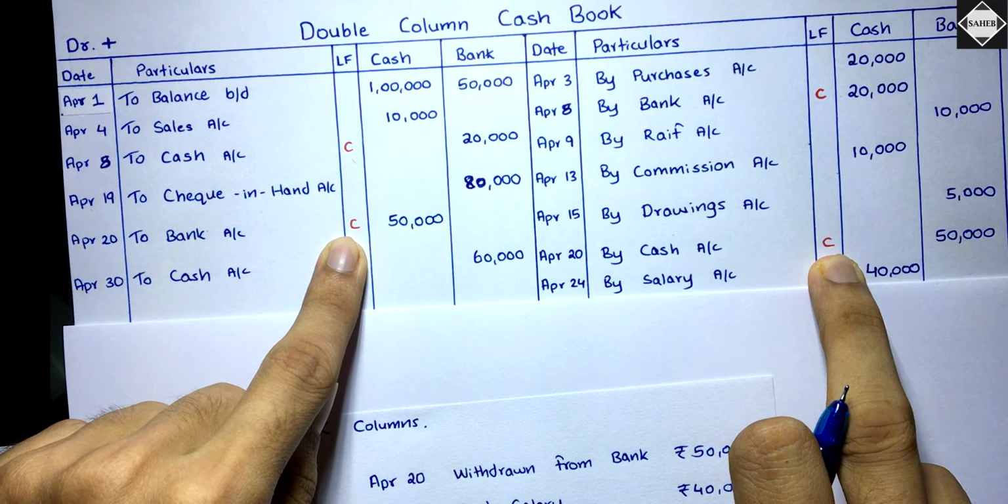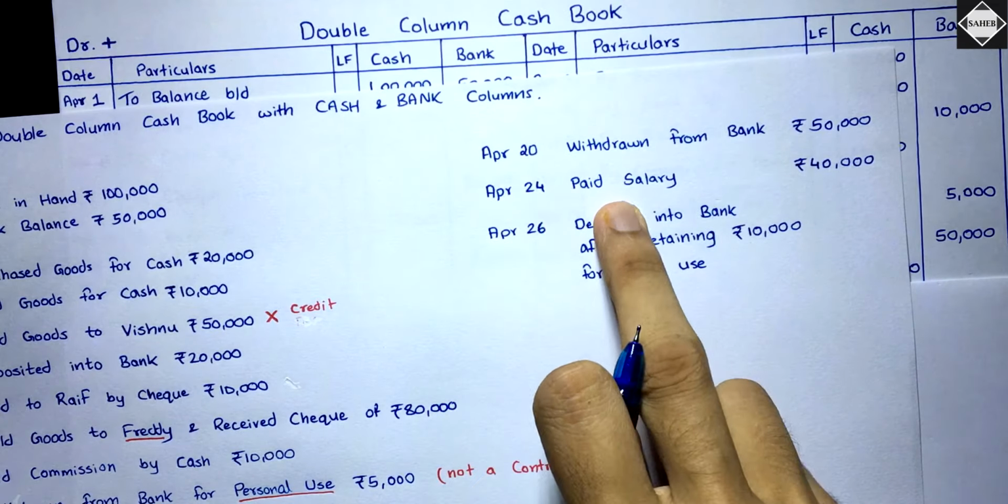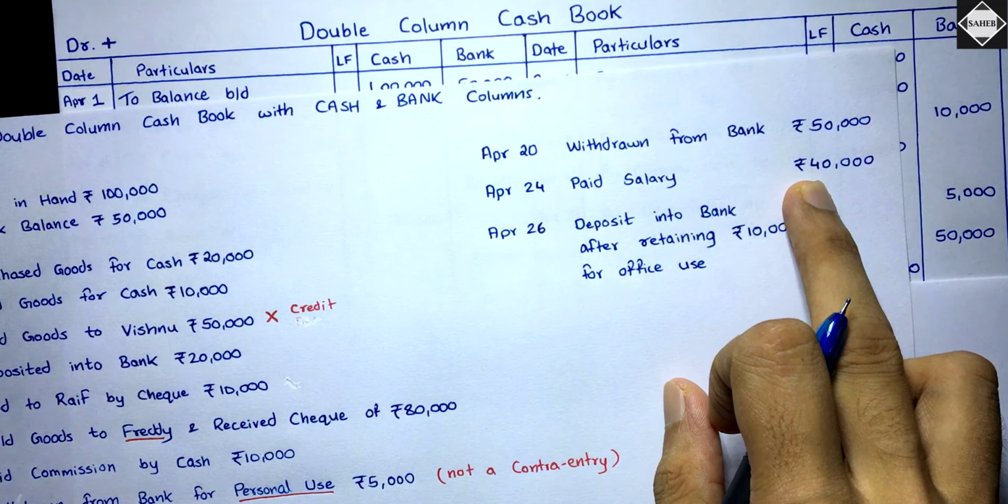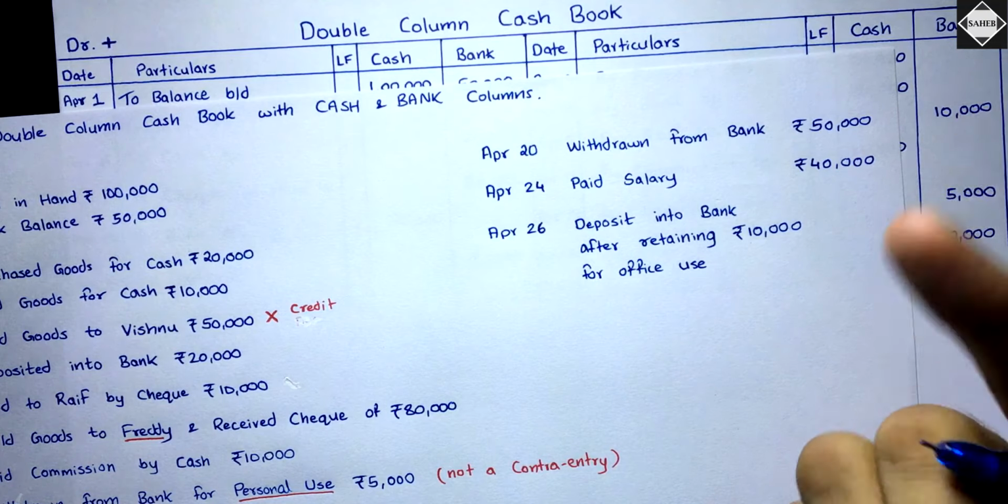Clear? Got it? Fine. The next is, see here, April 24, paid salary 40,000. Now, they haven't mentioned the mode of payment, how you have paid it, cash or bank.